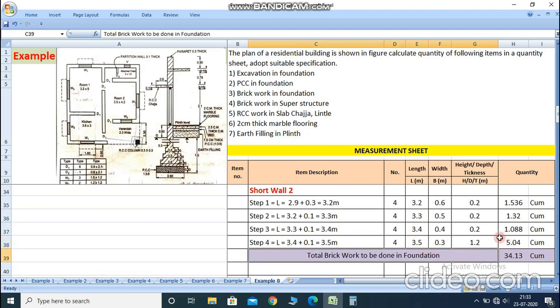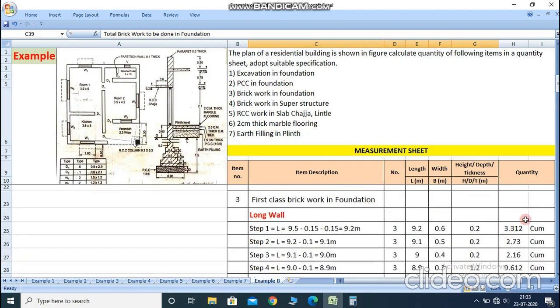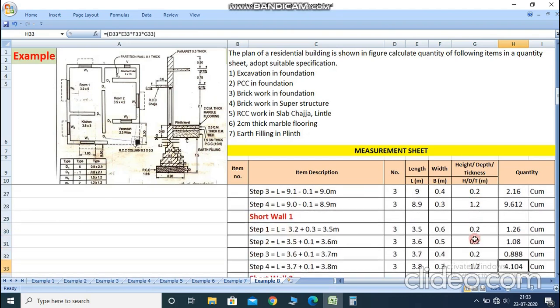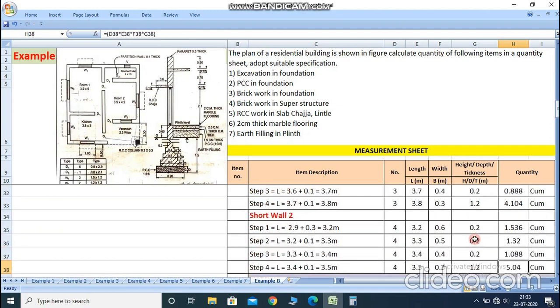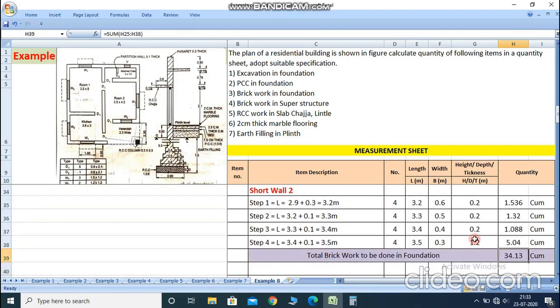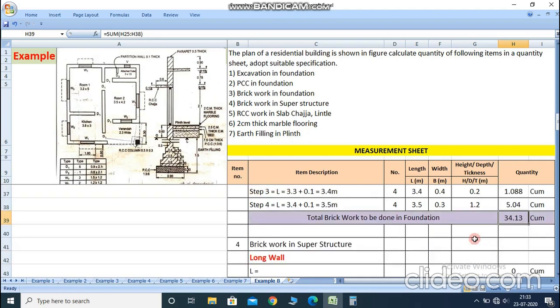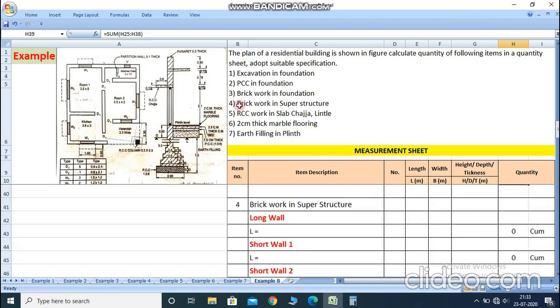Now the summation of all the values: from the long wall steps 1, 2, 3, 4, then short wall 1 steps 1, 2, 3, 4, and then short wall 2 steps 1, 2, 3, 4. Summing all the values, we got an answer of 34.13. So that's the total quantity of the brickwork in the foundation up to plinth level. Clear? Then after, the fourth thing we calculate is the brickwork in the superstructure.